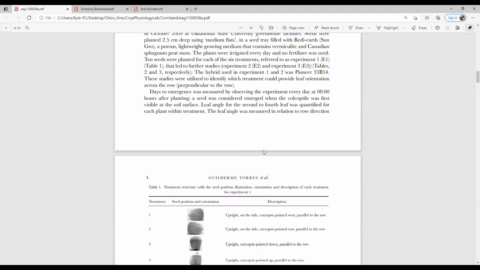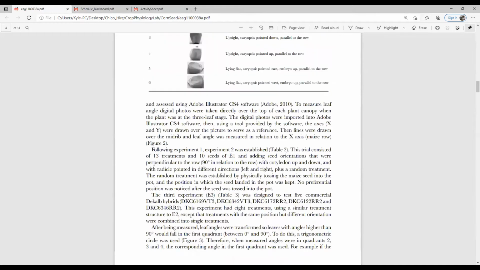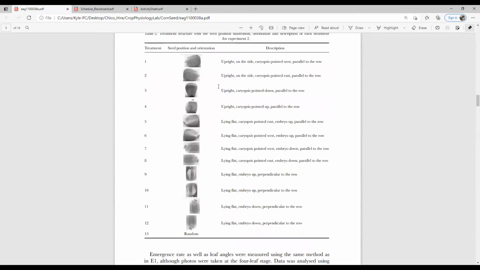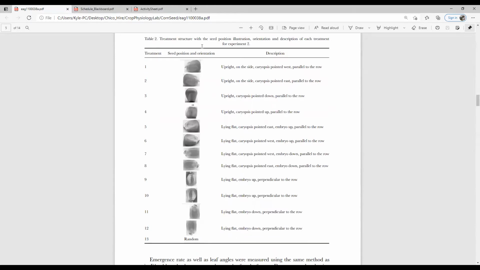They talk about their materials and methods. You can read all the materials and methods, but what I really want you to focus on is Table 2. Table 2 is what your in-class experiment is based on. We see that they have a treatment structure that has 13 treatments. They have pictures of what those treatments are and a description of what those treatments are.